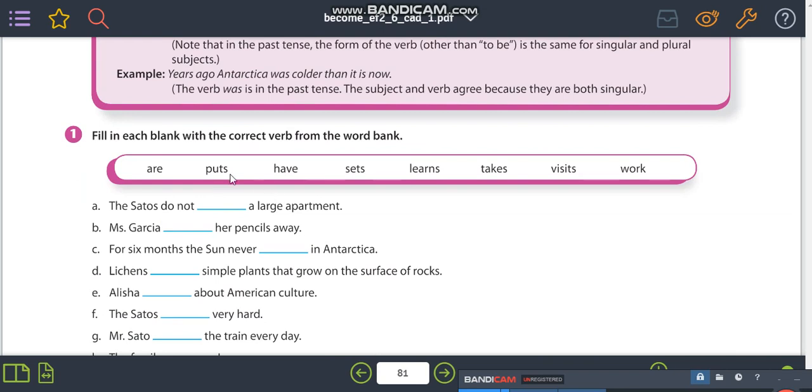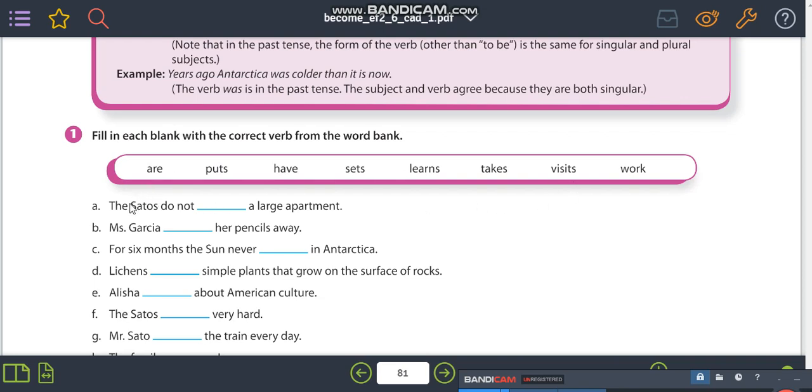So first exercise, fill in each blank with the correct verb from the word bank. So here we have some verbs. We have are, the verb to be, puts, have, sets, learns, takes, visits, work. This is easy because they already have the s in the end of the verbs. We just have to remember the rule to add these verbs in the right place.